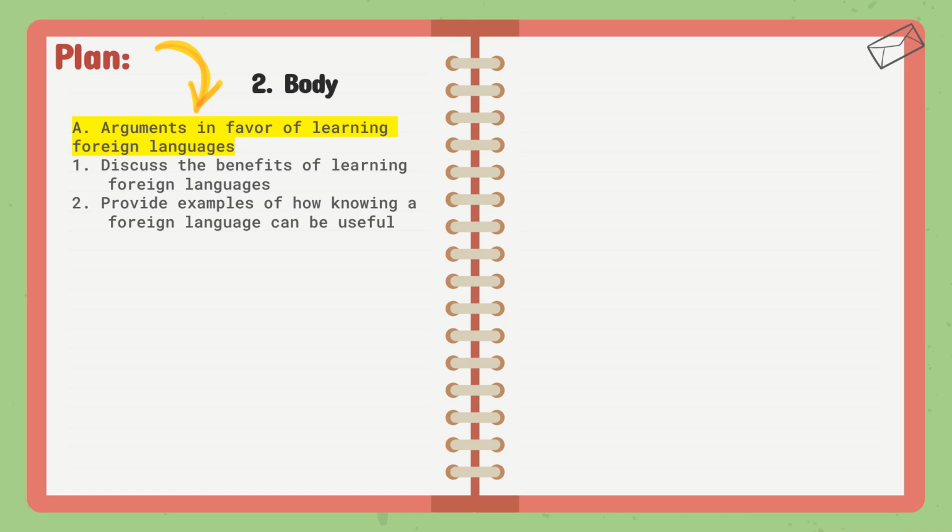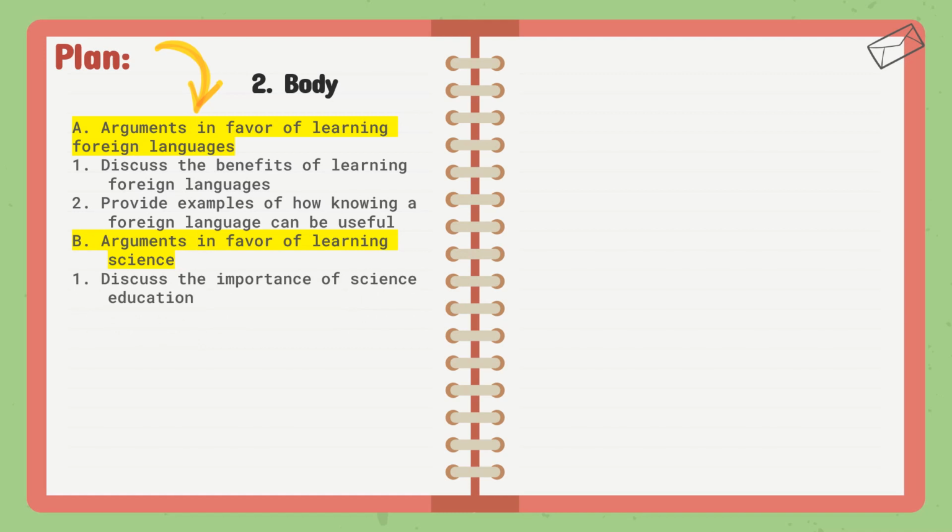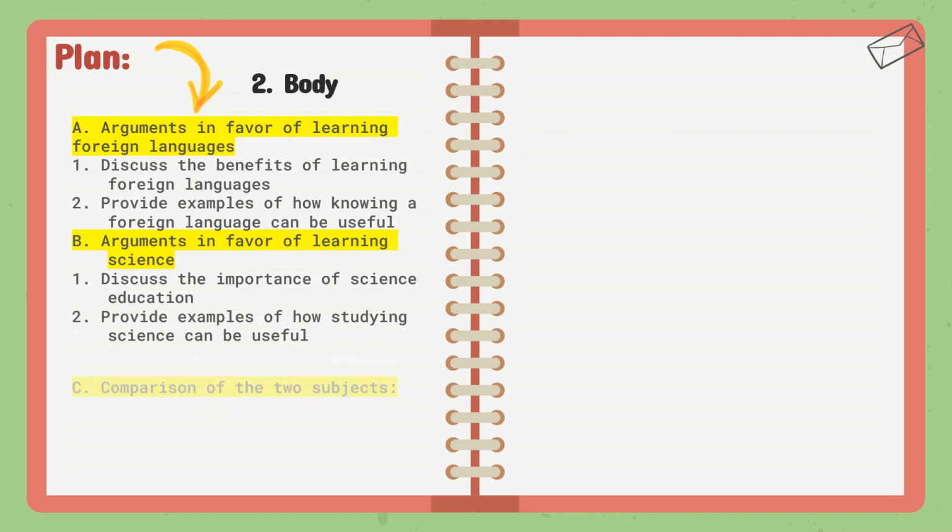The second part I should talk about in the body section is arguments in favor of learning science. So I can do it like this. Okay, I'm gonna argue about science and I'm going to argue about foreign language. I'm gonna provide examples for both of them. I'm gonna discuss the importance of science education. Okay, so provide examples of how studying science can be useful.